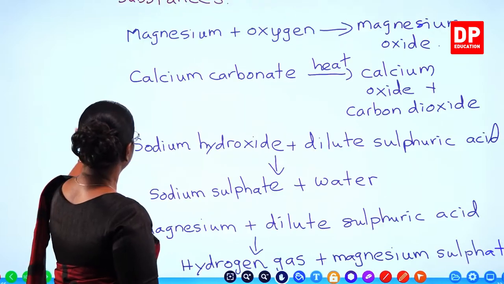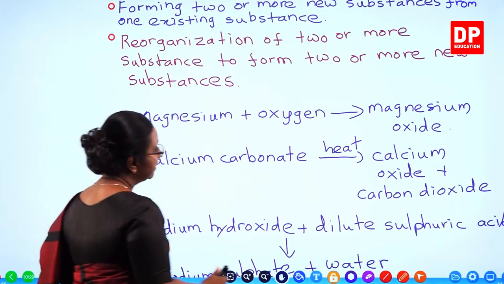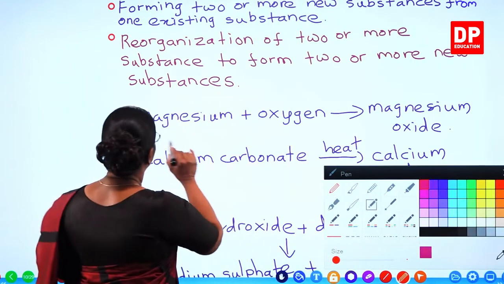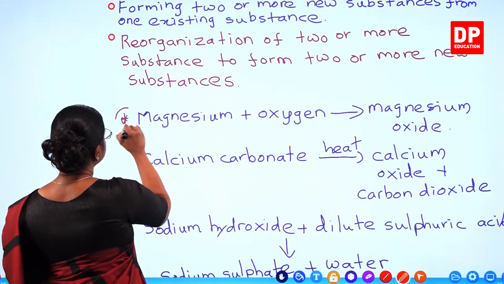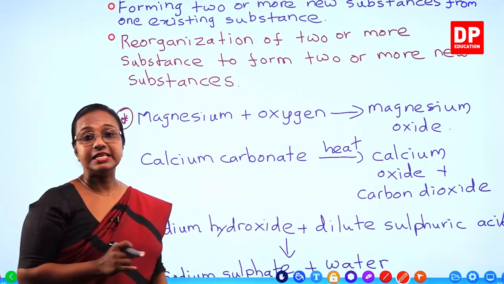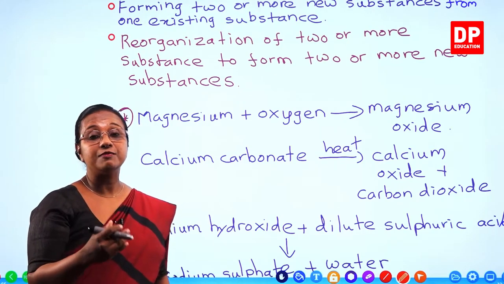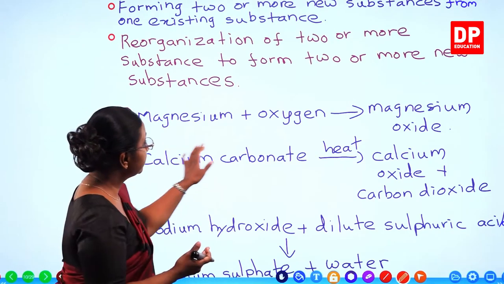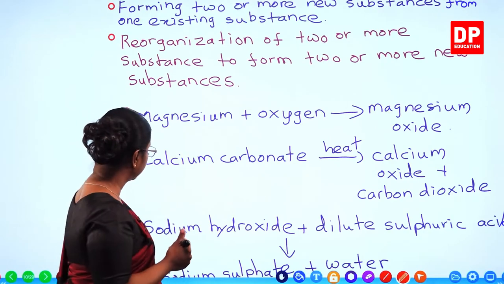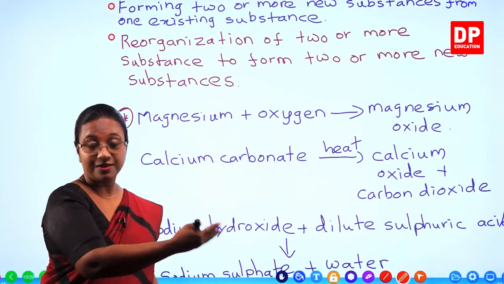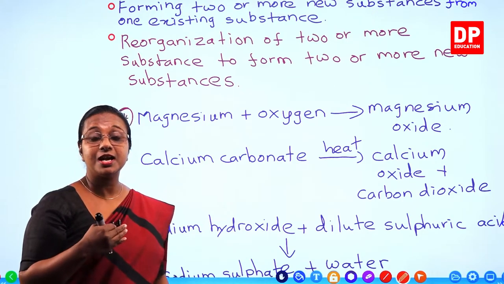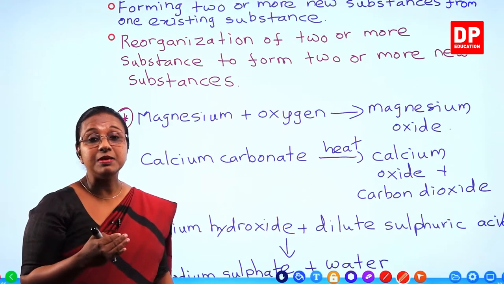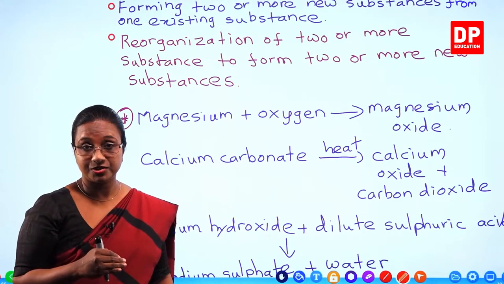So, from all these, the first one, you can see there you have two initial substances combine and form one new substance. So, this is one type of chemical reaction. We will be discussing the different types of chemical reactions. We will be referring to this as chemical combination reactions.